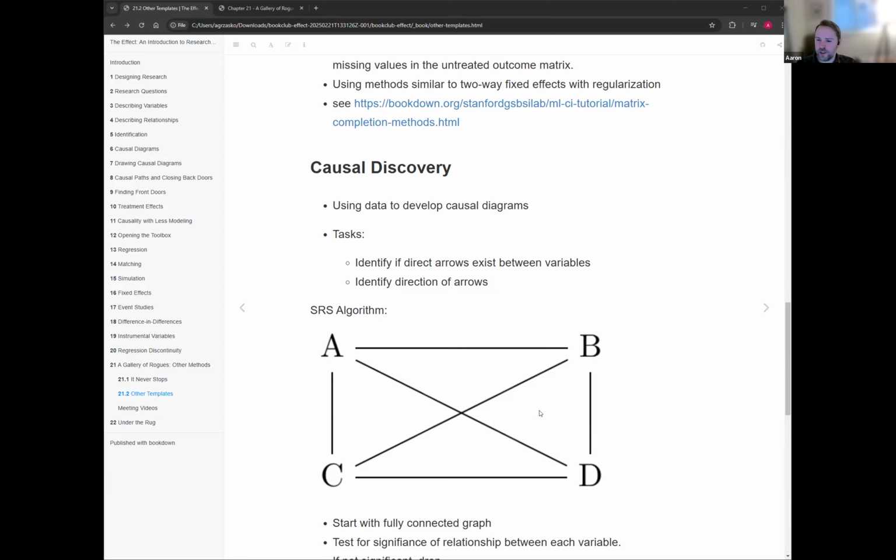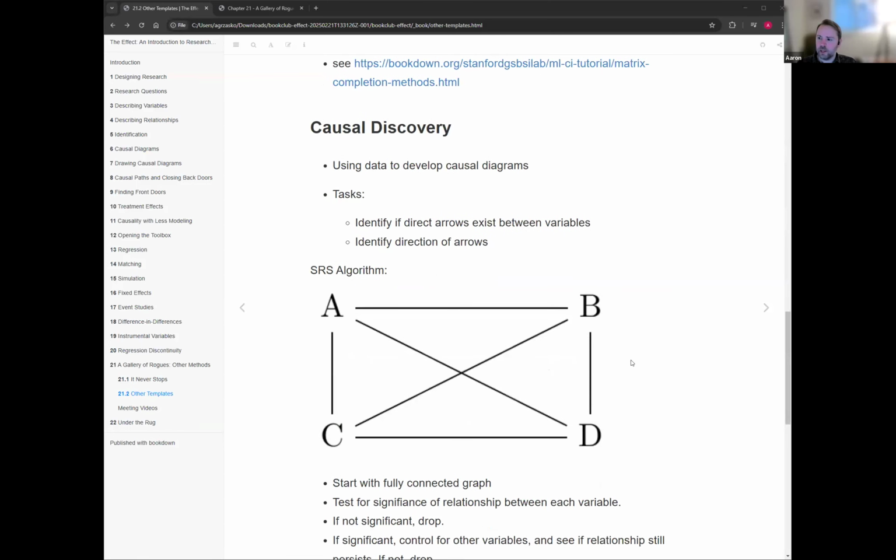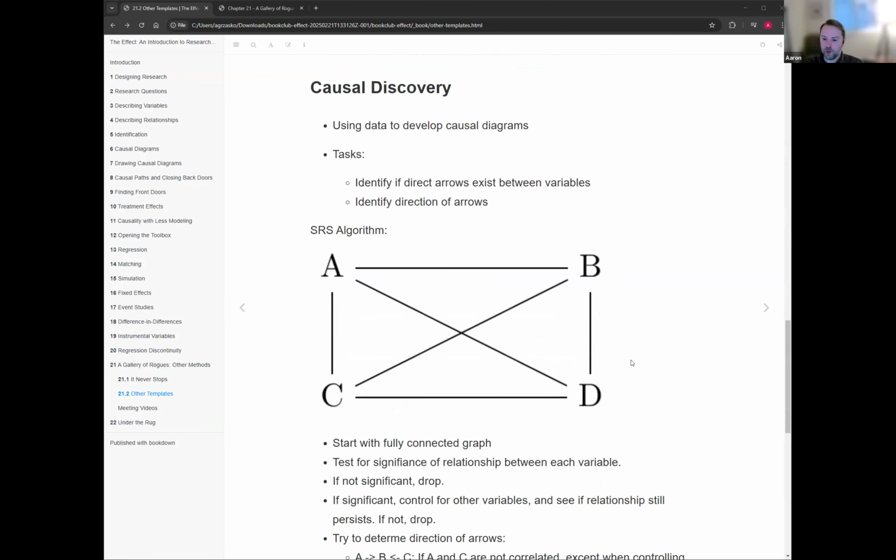I have heard of this, but I haven't really read much about it. I think there are books out there that cover this kind of approach at length. There are two main things you need to do with causal discovery. One, determine if there are relationships between any two variables. And then once you've established that there is correlation between variables, what is the direction of those arrows?